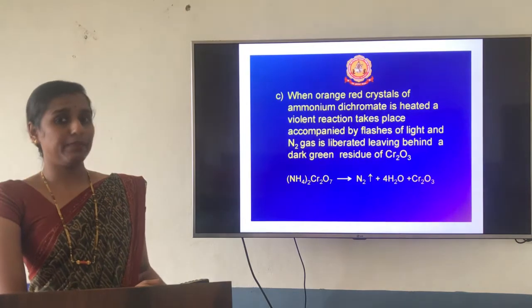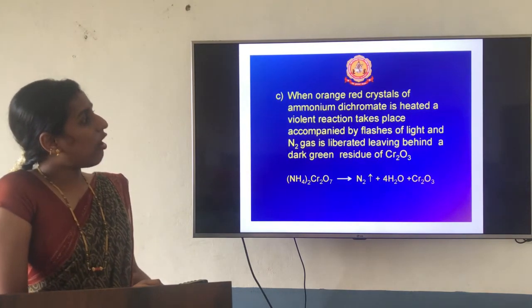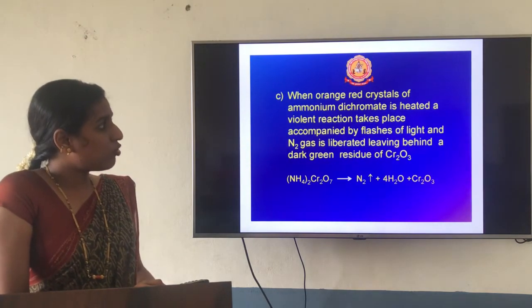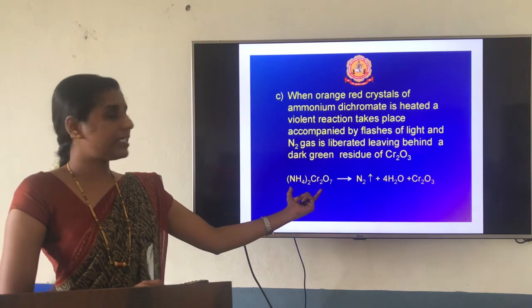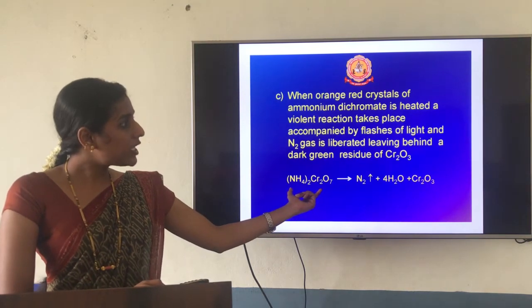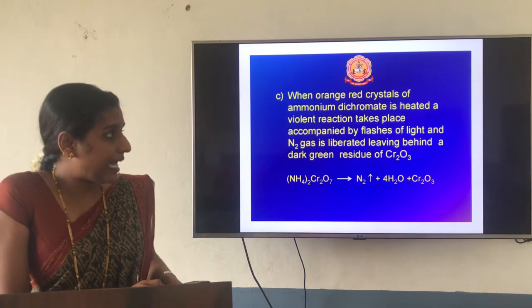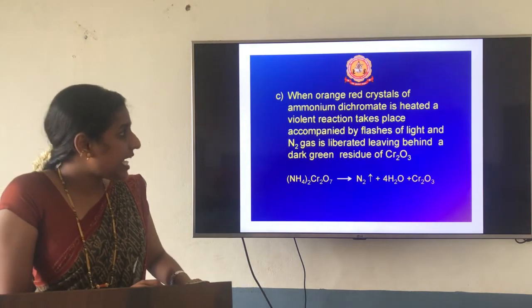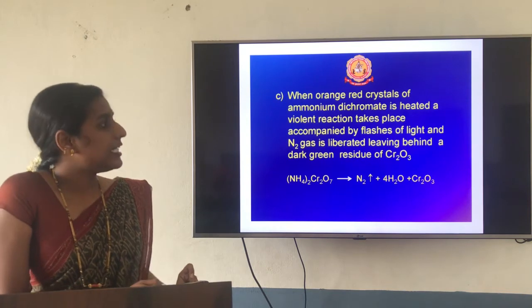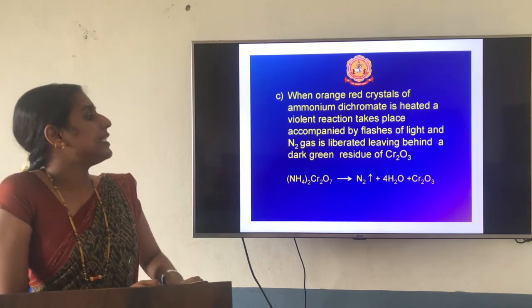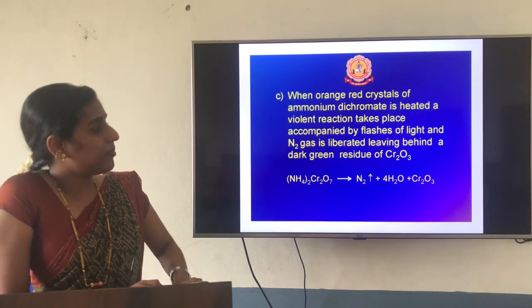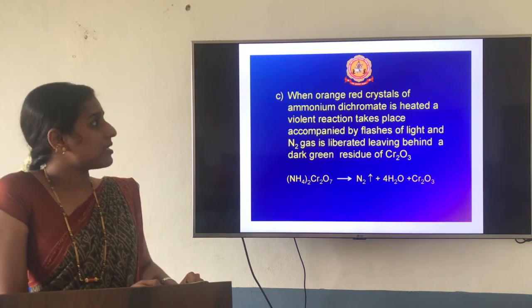The next example, orange red crystals of ammonium dichromate. On heating, a violent reaction takes place accompanied by flashes of light and nitrogen gas is liberated, leaving behind a dark green residue of chromium oxide, Cr2O3.